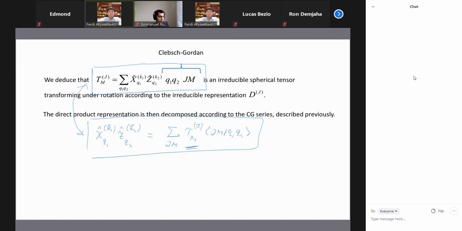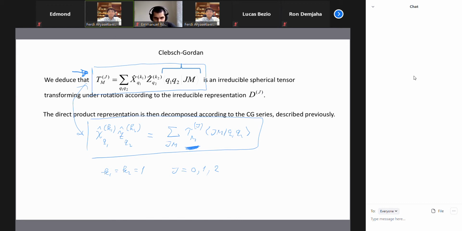Yes, in the case of k1 and k2 equal to 1, so that's the vector operators, the J here goes from 0, 1, and 2. That gives us in total 9 components. So these are decomposed into the different J, and each J is given by this expression here. So the coefficients of the expansion of the dyadic are given by the Clebsch-Gordan coefficients, essentially.